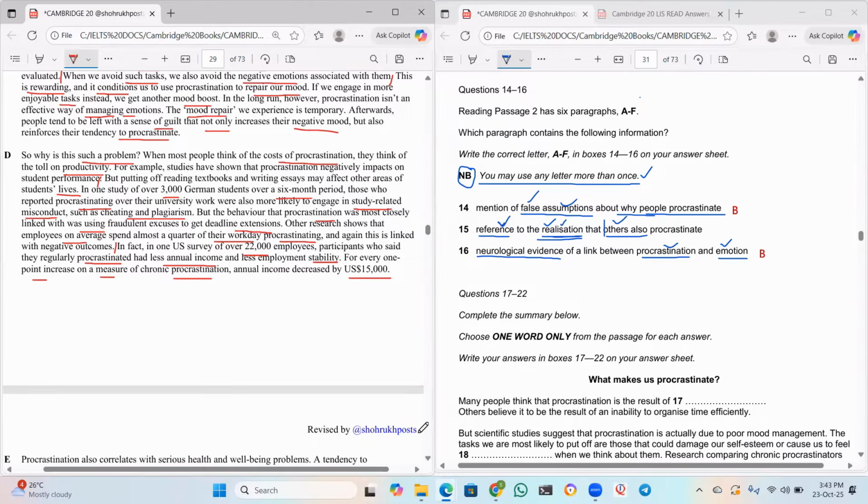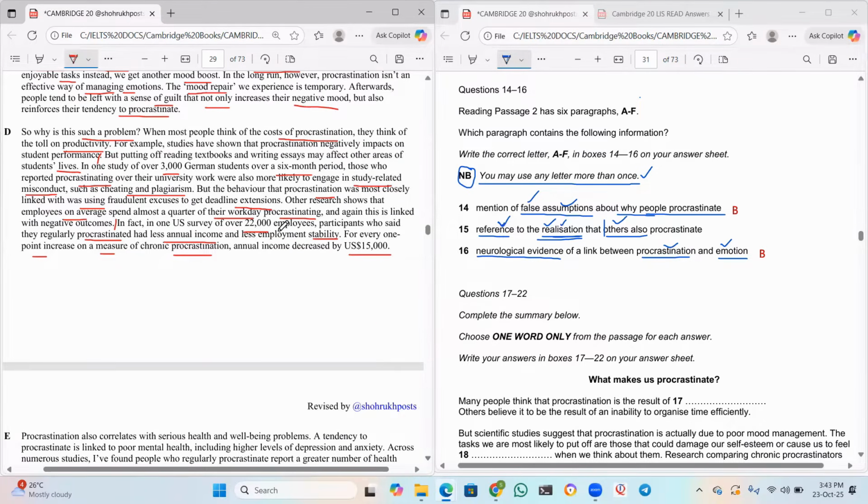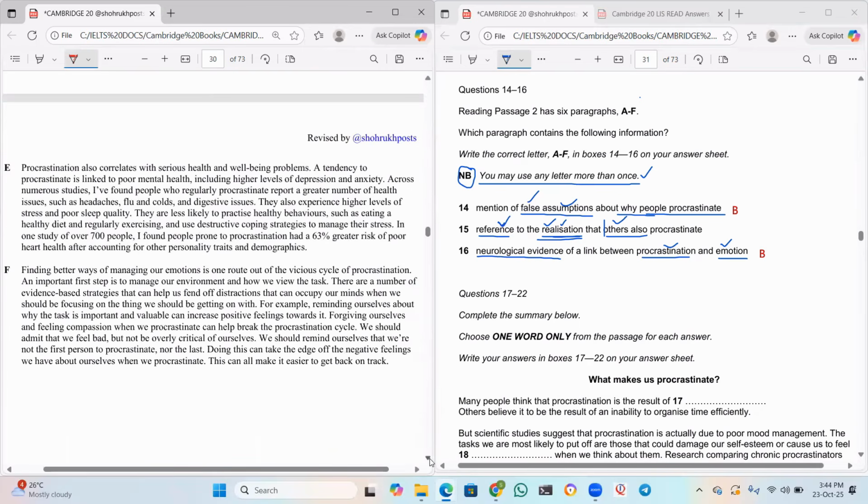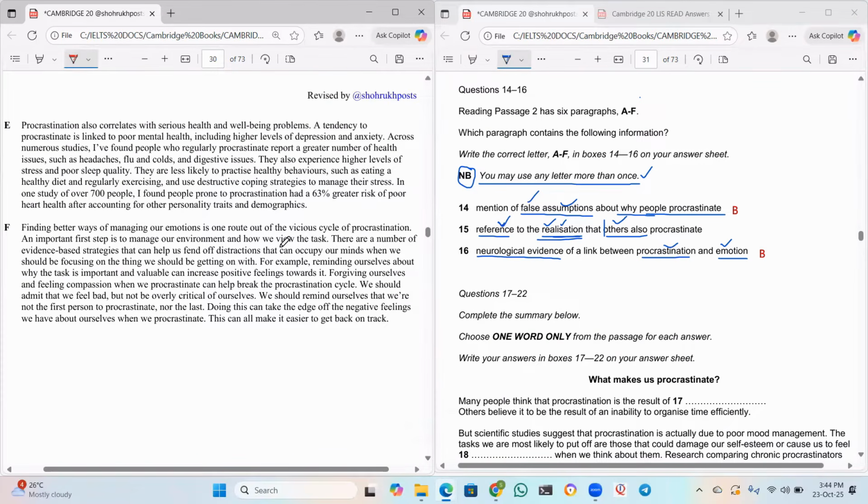So in this paragraph, he gave us some statistics, guys. He spoke about those German students. He spoke about cheating, plagiarism, misconduct, and then he gave some survey results. So I don't think there is any reference to realization in this paragraph as well. So I did not find anything in this as well. So let us keep reading. We have two more paragraphs. Let us see if we can find it in these two.